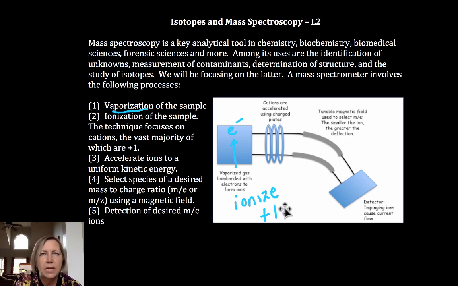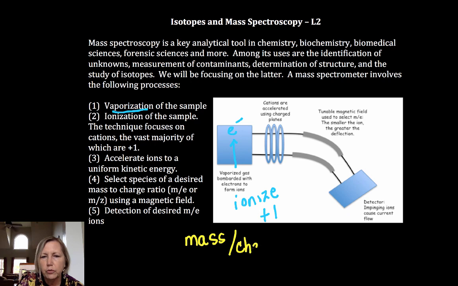It gets much more complicated when you deal with molecules, so I'm talking at a very simplistic level. We're going to look at this as if the vast majority are +1 ions. Now we have a bunch of +1 ions. But what is going to differ amongst all of these, if they're isotopes, is they will have a different mass to charge ratio.